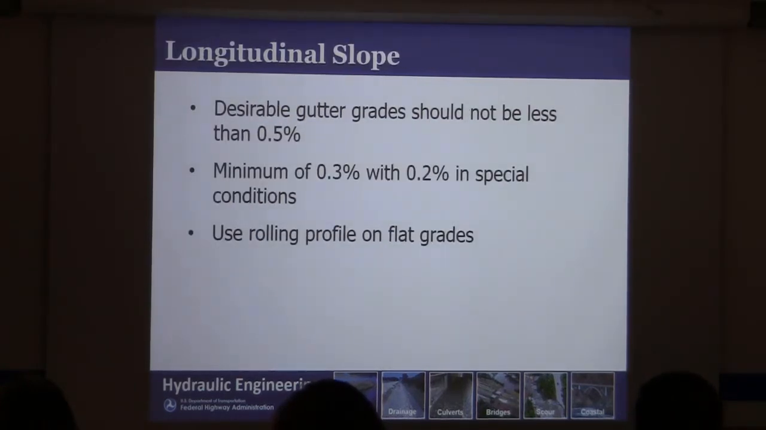So you should have grades of at least 0.5%. We never wanted to get less than that because you want the water just to move. You want it to go somewhere. In special cases, you can be 0.3% or 0.2%. We prefer not to see that. If you're in a really flat area, you want a rolling grade.